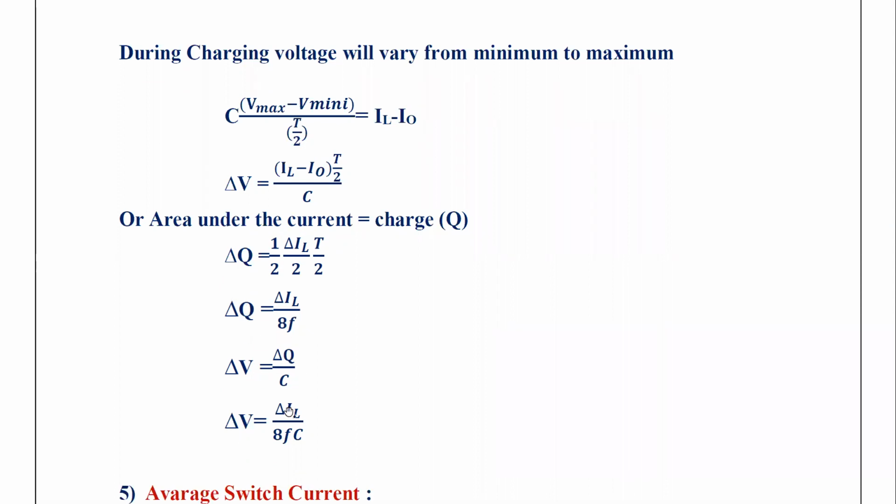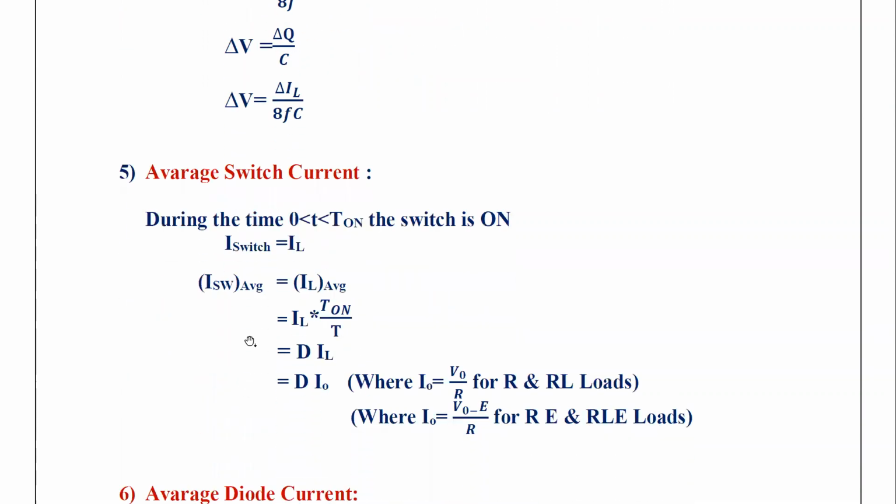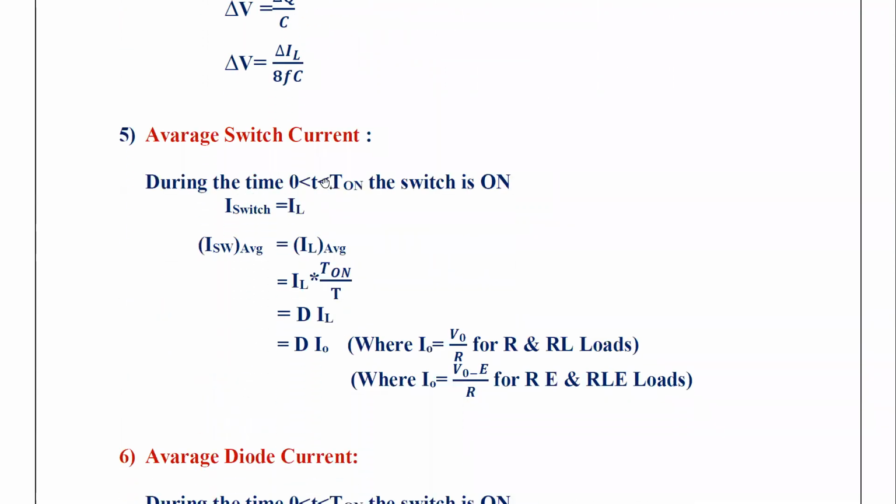Delta Q is here, delta IL divided by 8 FC. So this is a voltage ripple in the circuit. And after that, average switch current: this can be calculated as, during turn on time, the switch current is IL. So average switch current is equal to IL average only.